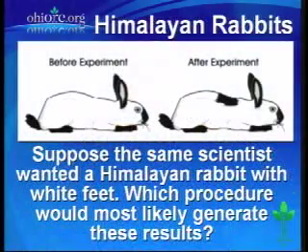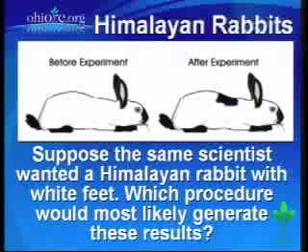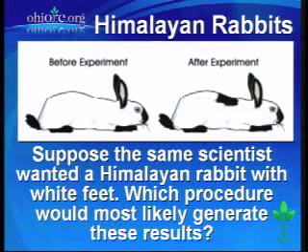Mm-hmm. And for example, if you were to look at the item that's going to show on your screen from the 2007 March administration of the OGT, this particular item deals with Himalayan rabbits, and it asks the students to suppose the same scientist wanted a Himalayan rabbit with white feet. What procedure most likely generate these results? This particular item is addressing the scientific inquiry standard benchmark A.